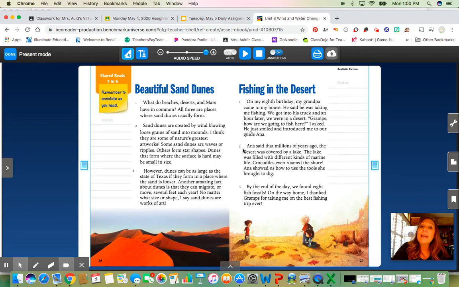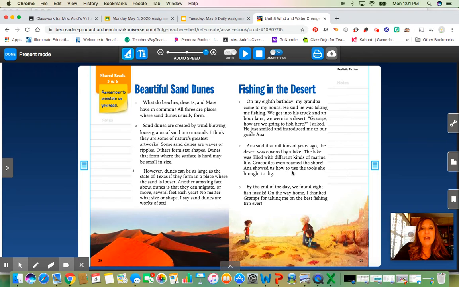Paragraph 2. Anna said that millions of years ago, the desert was covered by a lake. Now I'm understanding why the fish are there, right? Millions of years ago, this land, this desert, wasn't a desert, right? It was a lake. So that makes sense of why there's fish. The lake was filled with different kinds of marine life. Crocodiles even roamed the shore.